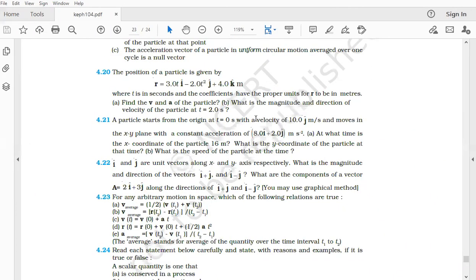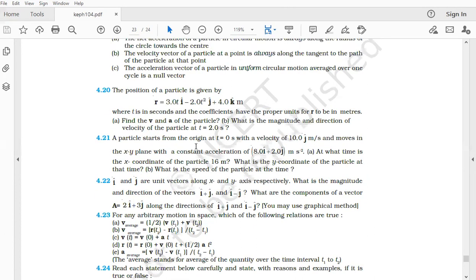4.20, did I give it as easy or medium? Okay, I gave it as medium. So this is also an easy one, 20, but it just involves a little bit of differentiation and integration. So let's do that.